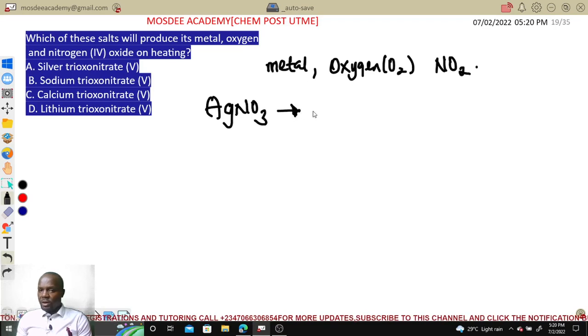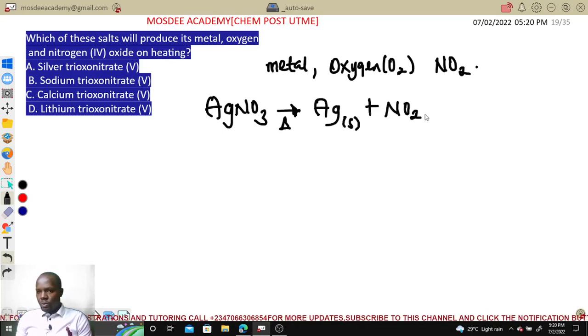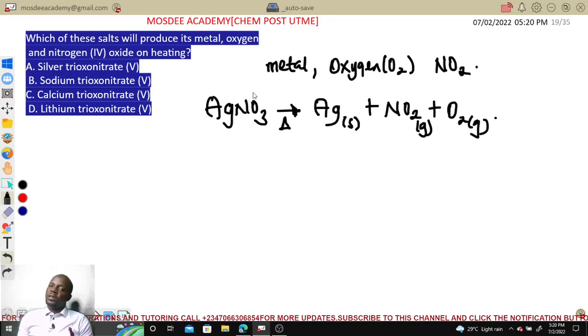It's going to give you silver, that is plus heat, silver solid, plus NO2 gas, plus O2, which is also gas. This is what it is going to give you. Please note that. Sodium nitrate. Now, calcium. Now, most group 1 and group 2 nitrates, nitrates of group 1 and group 2.